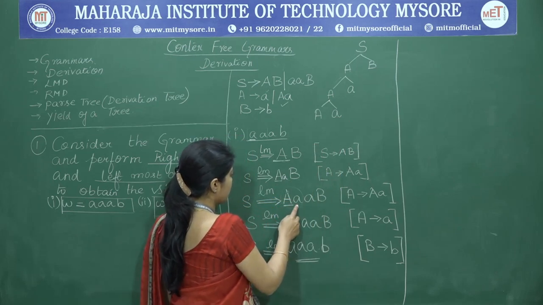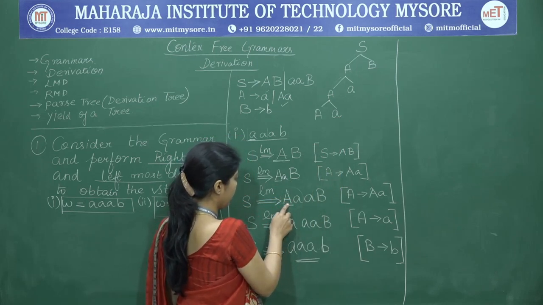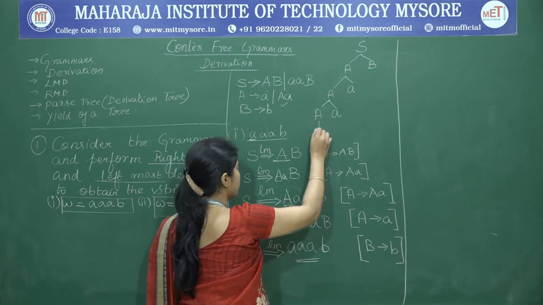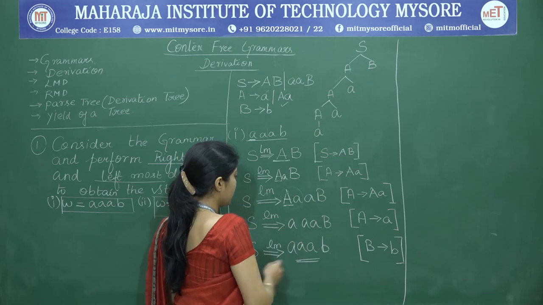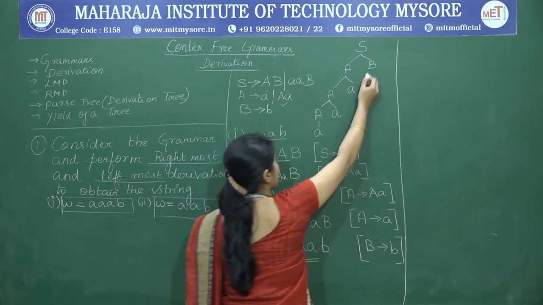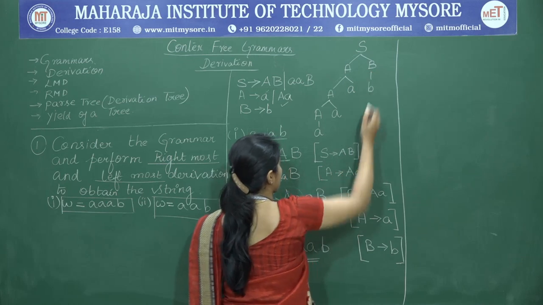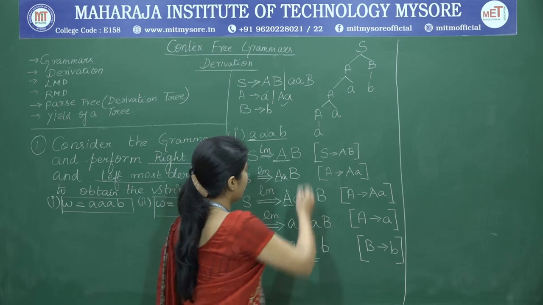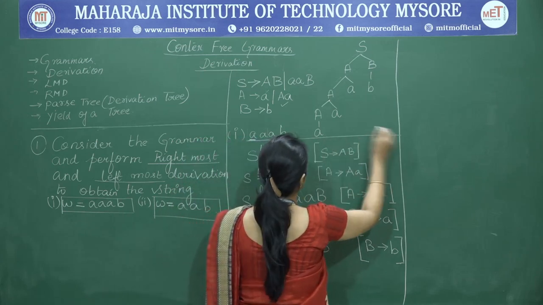So once we have done this, next this A is replaced with a small a. Next, capital B is replaced with a small b. So this capital B is replaced with a small b. So this is nothing but the parse tree that we write for the derivation.